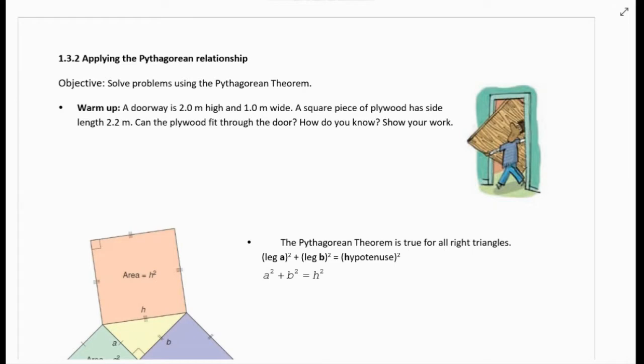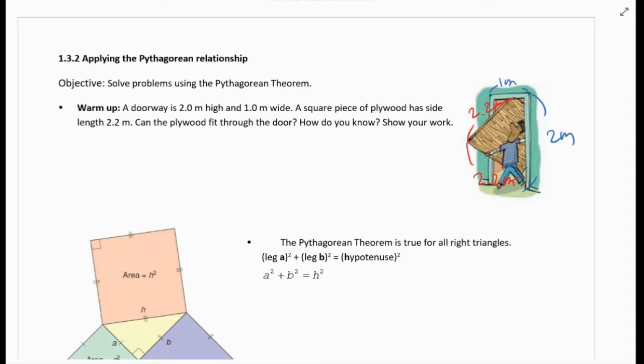Okay, so look at the warm-up question. A doorway is 2 meter high and 1 meter wide. So this is 1 meter and this is 2 meter. And we have a square piece of plywood that has side length 2.2 meter. Obviously, it is larger. The side length is larger than the height of the doorway. So we're going to figure out if the plywood fits through the door or not. How do you know? Show your work.